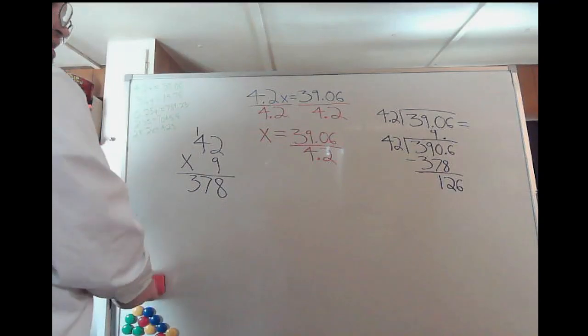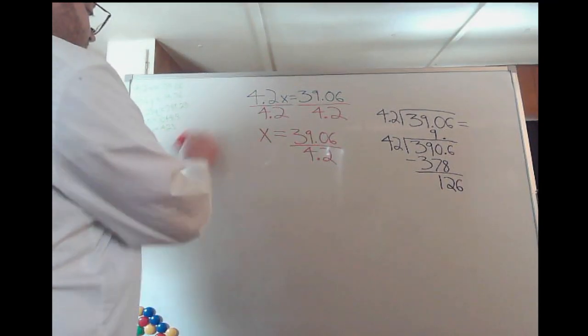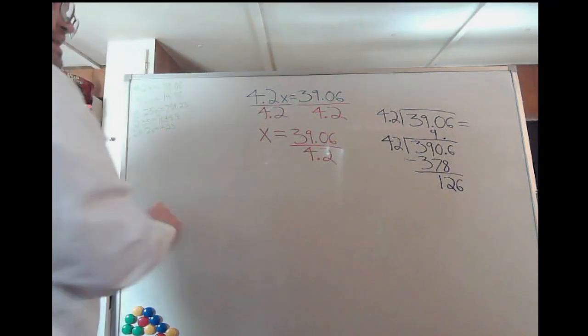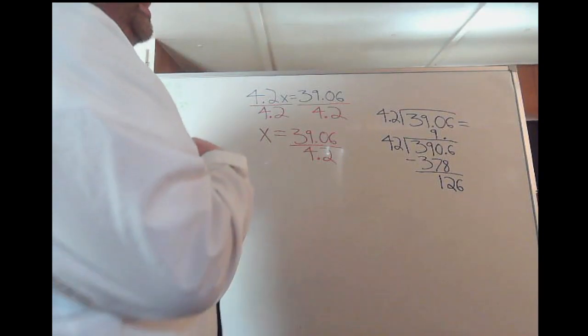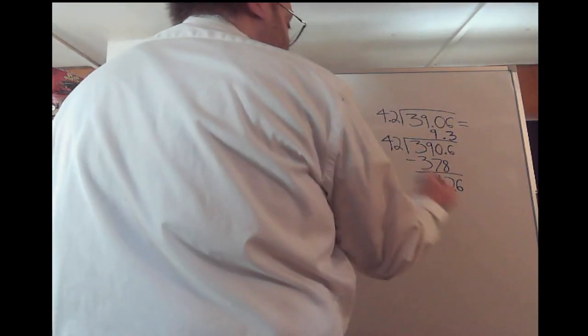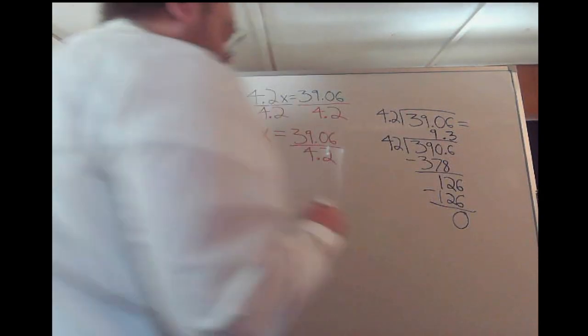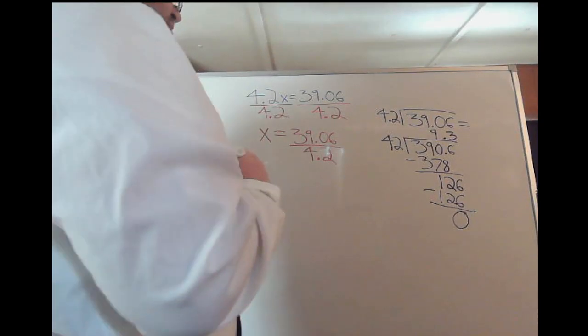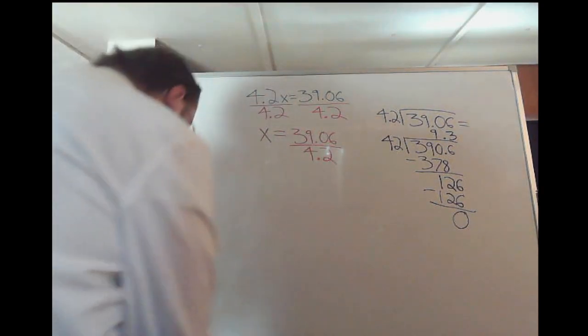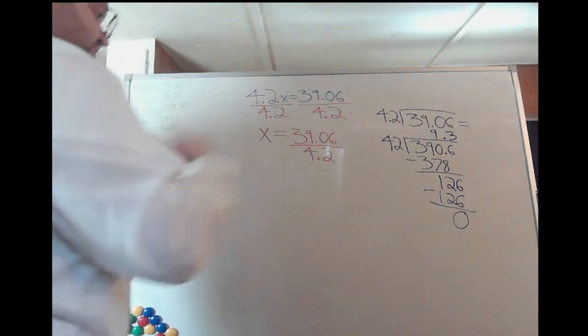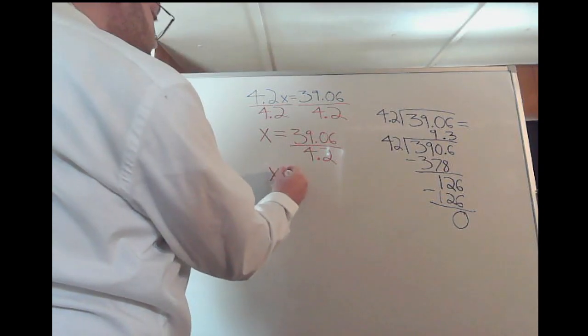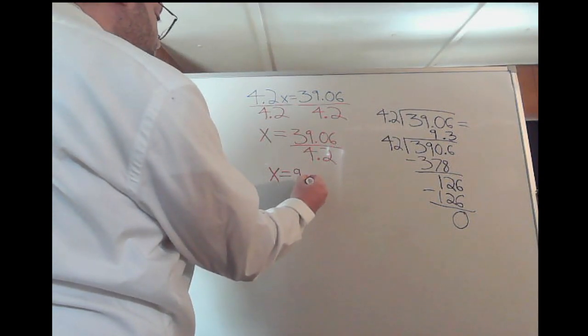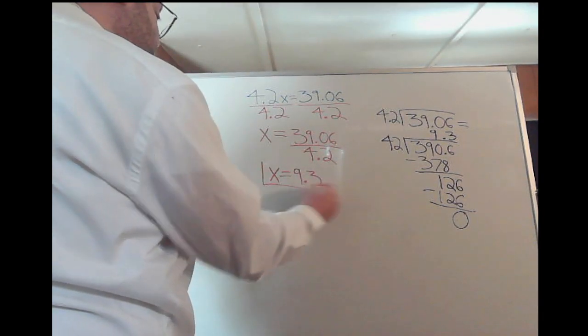And then you got to figure out how many times does 42 go into 126. It turns out it goes in exactly 3 times. So you'll do 3 times 42, which will be 126. 126 minus 126 is 0. So the answer you should get is 9.3. So the variable answer is going to be 9.3 once you work through all your decimal division.